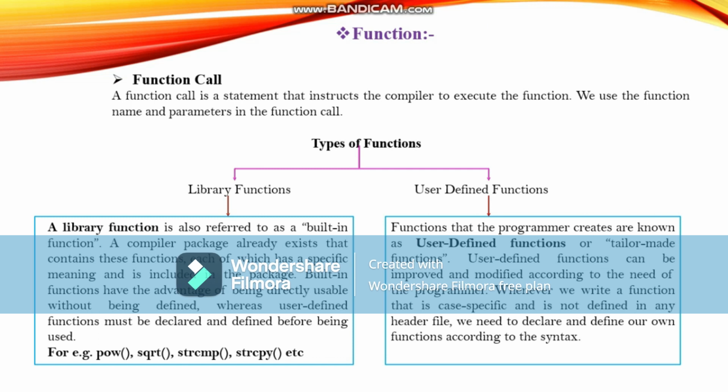Types of functions: there are mainly two types, library functions and user-defined functions. First one is the library function. The library function is also referred to as a built-in function. A compiler package already exists that contains these functions, each of which has a specific meaning and is included in the package. Built-in functions have the advantage of being directly usable without being defined, whereas user-defined functions must be defined, for example, as shown in the PPT.